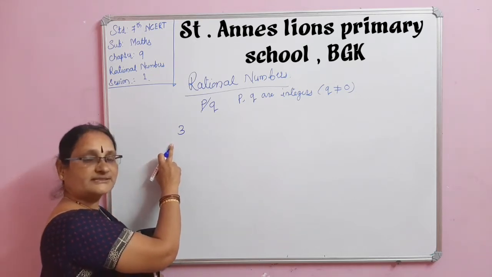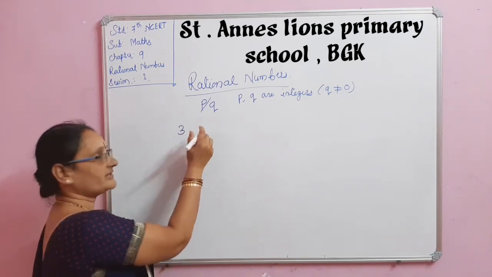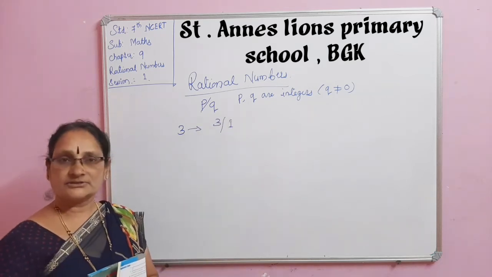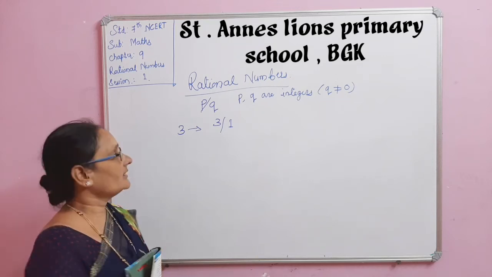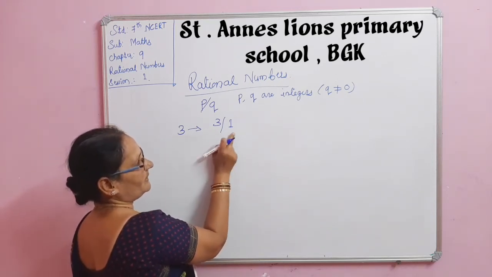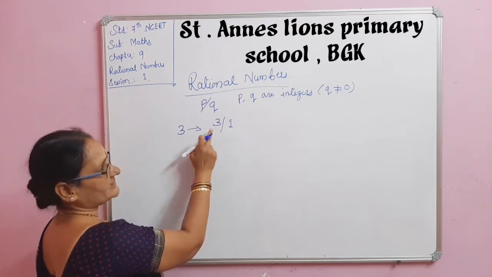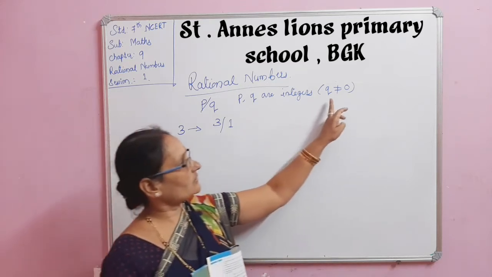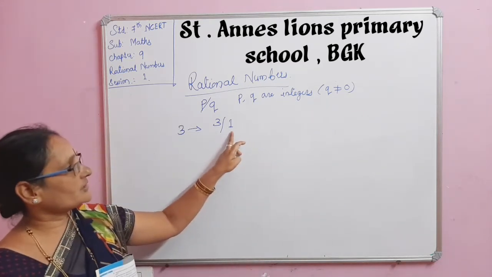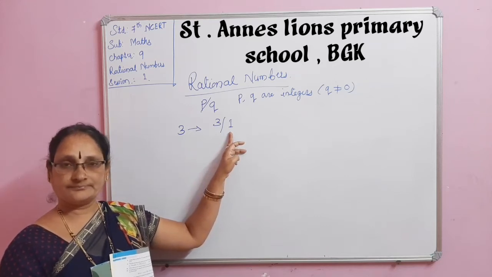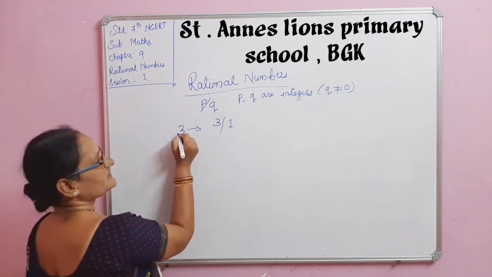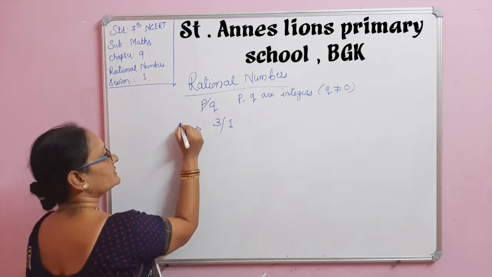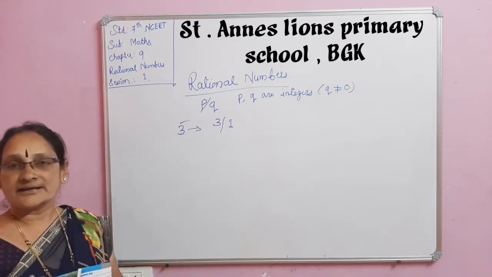Now, can we express this 3 in the form of p by q? Yes, we can express 3 as 3 by 1. Once we express this number as p by q, are p and q integers? Yes, 3 is an integer and 1 is also an integer. And one more condition: q, the denominator, must not be equal to 0. Then 3 can be expressed in the form of p by q, and here q is not equal to 0. Then this 3 is a rational number.